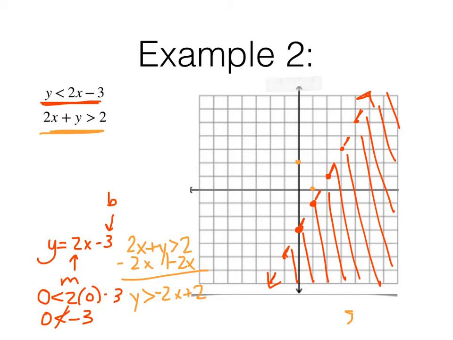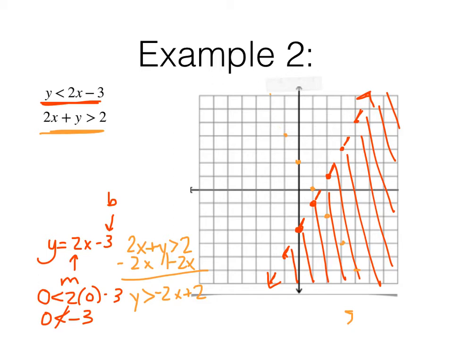Down 2, right 1. Now I know we're looking at that and thinking, oh no, they don't cross at a point. I'm not going to be able to tell where the solution is. Sure you can, because the solution is not an individual ordered pair, remember? It's the region, the overlapping region of ordered pairs.